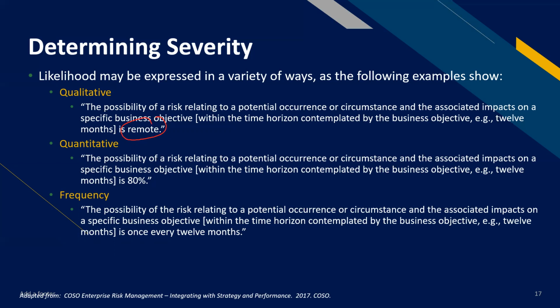Of course, quantitative assessment is to have a probability attached to it, 80%. Okay, and then frequency can be a way to determine severity. If it happens once every 12 months, that is the frequency of occurrence. Okay? And the possibility is once every 12 months. So pag mas frequent within every 12 months, then mas mataas ang likelihood, then it becomes more severe. So pwedeng in terms of that.